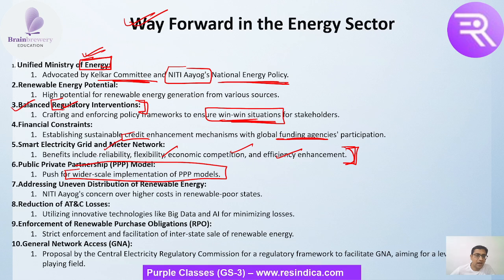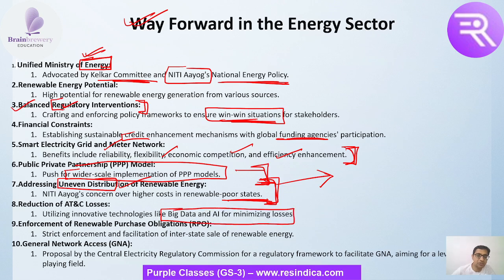Okay, and then uneven distribution of renewable energy has to be checked so that evenness can be achieved. Even the poor states should be able to generate renewable energy, and they should also be able to get the renewable energy at a reduced cost. Okay, then utilize new technologies like big data, artificial intelligence, machine learning in order to analyze why the losses are happening, what the technical losses are, what the commercial losses are. Based on the data and the analysis, try to reframe the policy in such a way.